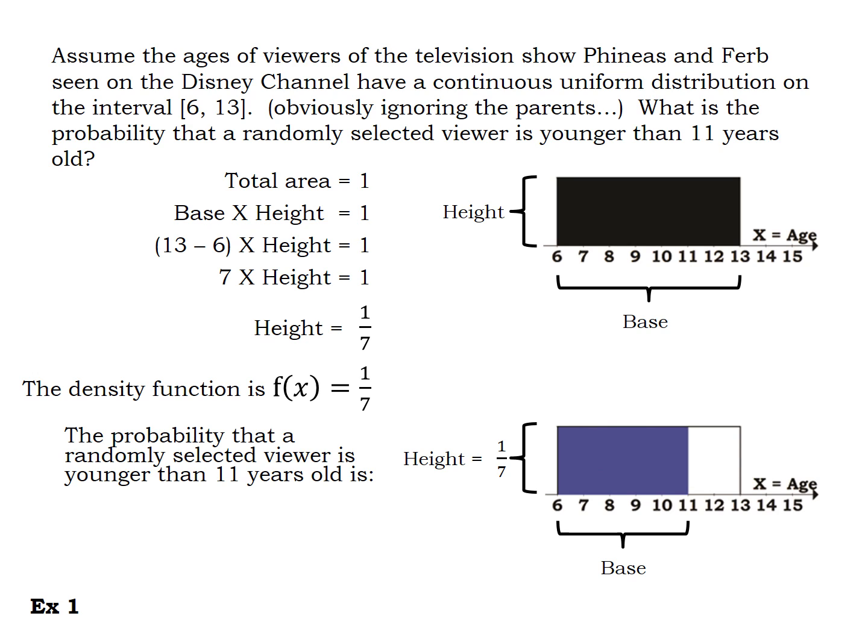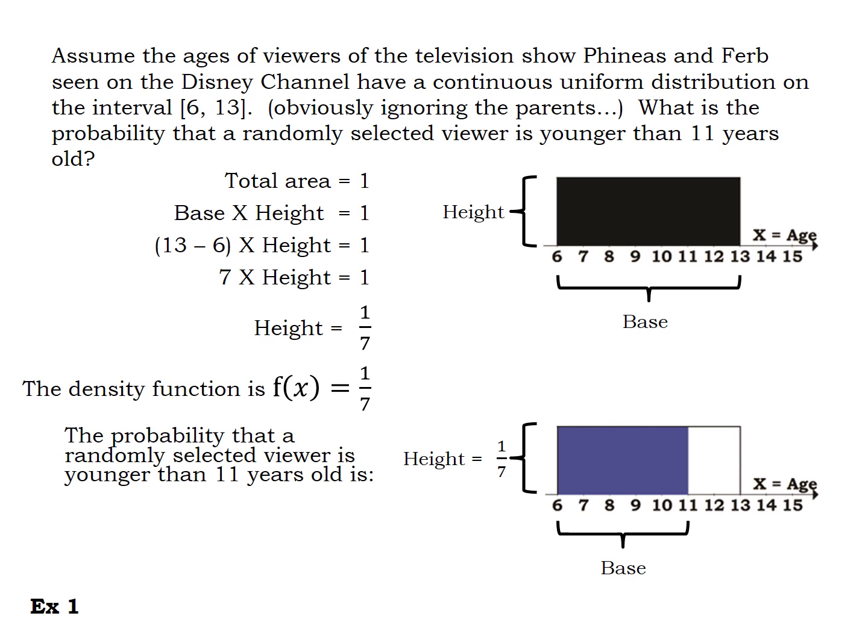And notice here, yes, it's labeled 6, 7, 8, 9, 10, 11, 12, 13, but that does not mean that ages can't be between 6 and 7 or 7 and 8 and so on. Because we're saying anybody from 6 to 13 and every possible age in between is part of this population we're studying. So we want to find the probability that a viewer is younger than 11.